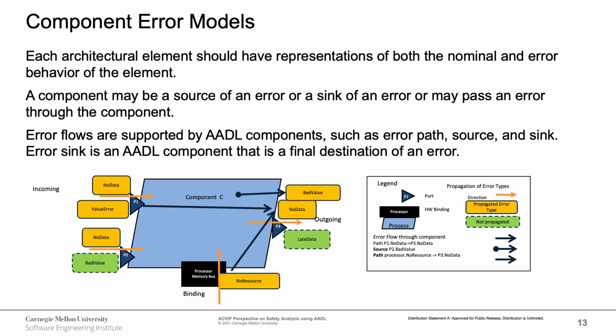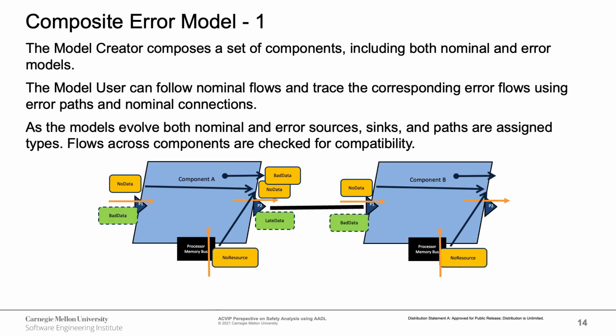See examples on the bottom right picture where no data message is passed on from component P1 to component P3. A composite error model focuses on how components communicate with each other. In the picture below, we see that component A passes the late data error from P2 port to component B's P3 port that receives it as bad data.